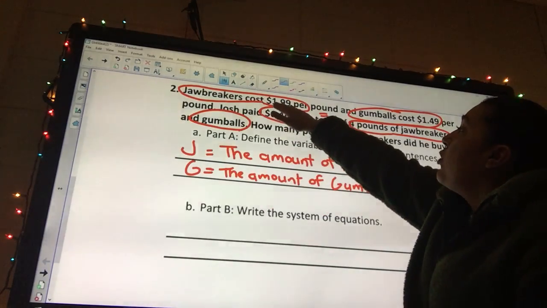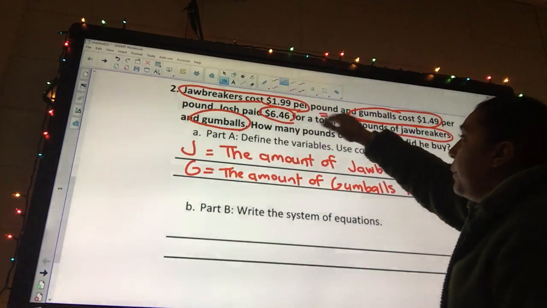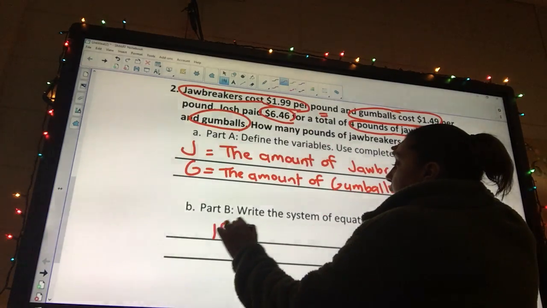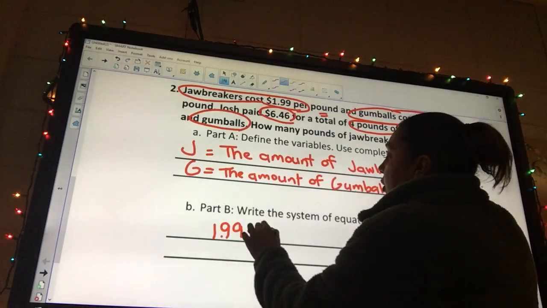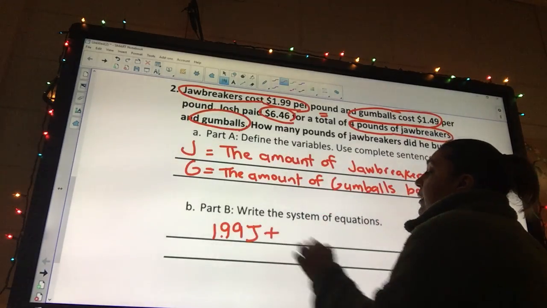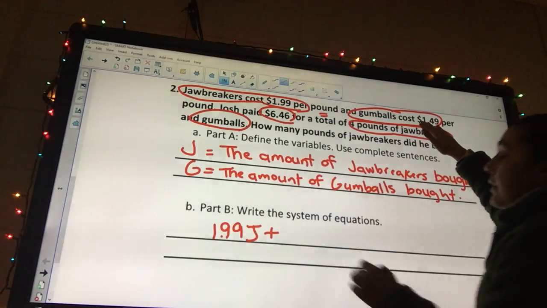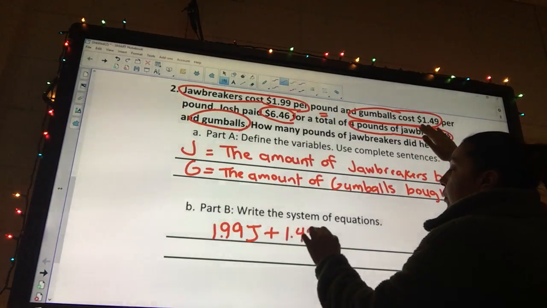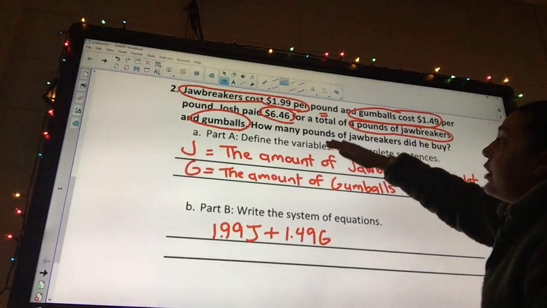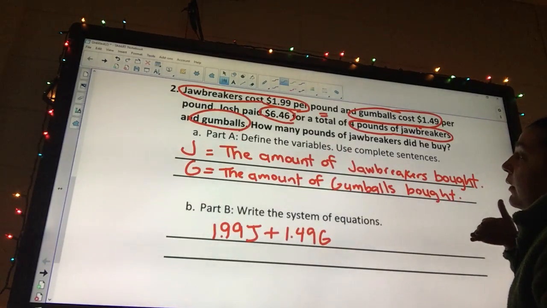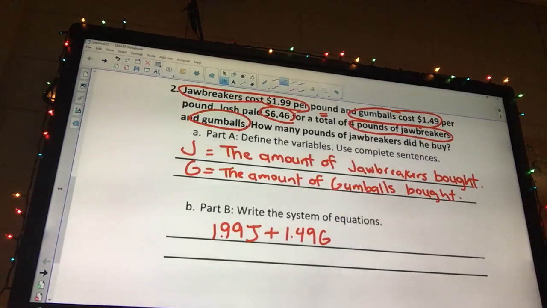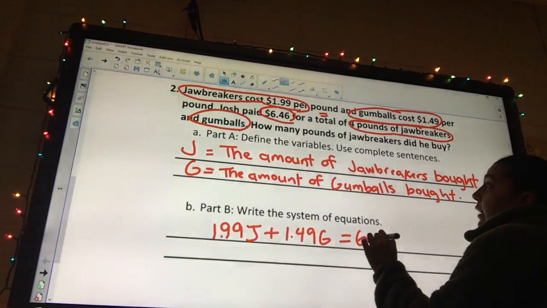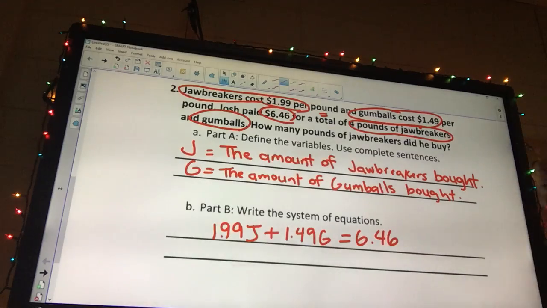So Jawbreakers cost $1.99 per pound. So we could say $1.99, and that's going to be J because our Jawbreakers plus gumballs cost $1.49. So it's going to be $1.49 G, and Josh paid a total of $6.46, okay? And then we got 4 pounds of Jawbreakers. So we know that he paid $6.46 total for whatever he bought.